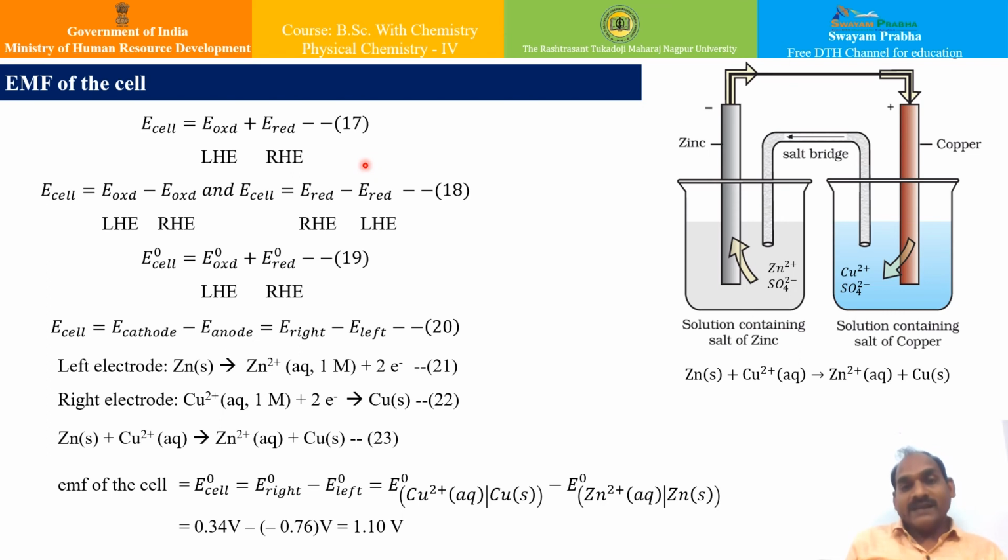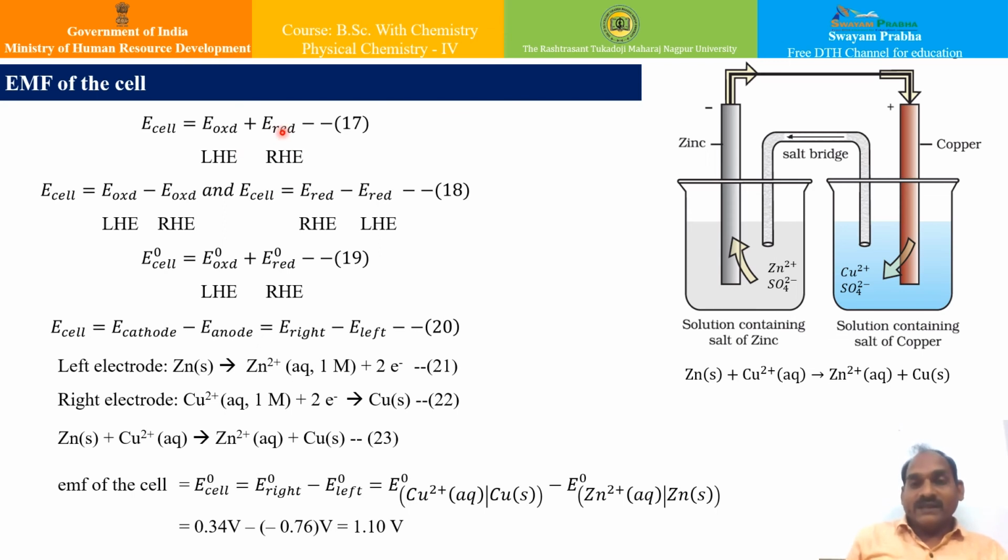So it is always taken as the sum of the oxidation potential of one electrode and the reduction potential of the other. Say oxidation takes place at the left hand side electrode and reduction at the right hand side electrode. The EMF of the cell will be given by the electrode oxidation potential of the left hand side electrode plus the reduction potential of the right hand side electrode.